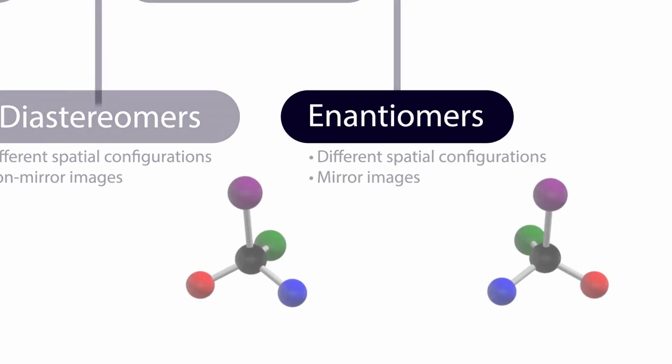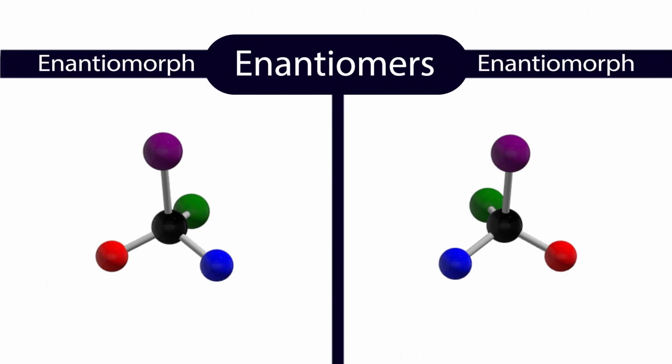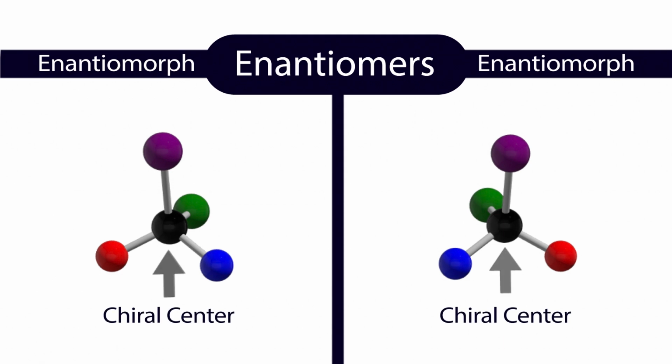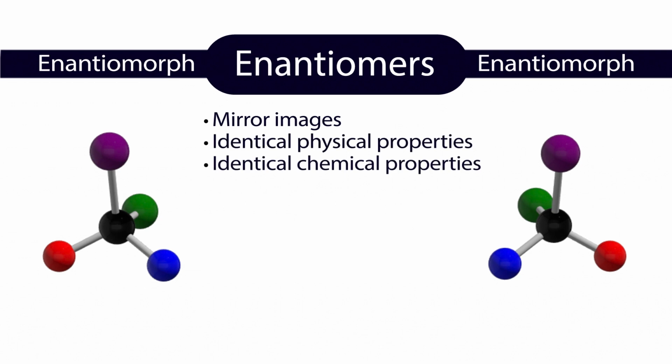Conversely, enantiomers are stereoisomers that are mirror images of one another. Each mirrored molecule is called an enantiomorph. Enantiomers must have at least one chiral center, a central atom around which the geometry of the enantiomorphs differs. Because they have such similar spatial configurations, enantiomers have identical physical and chemical properties with one exception. They bend light in opposite directions.